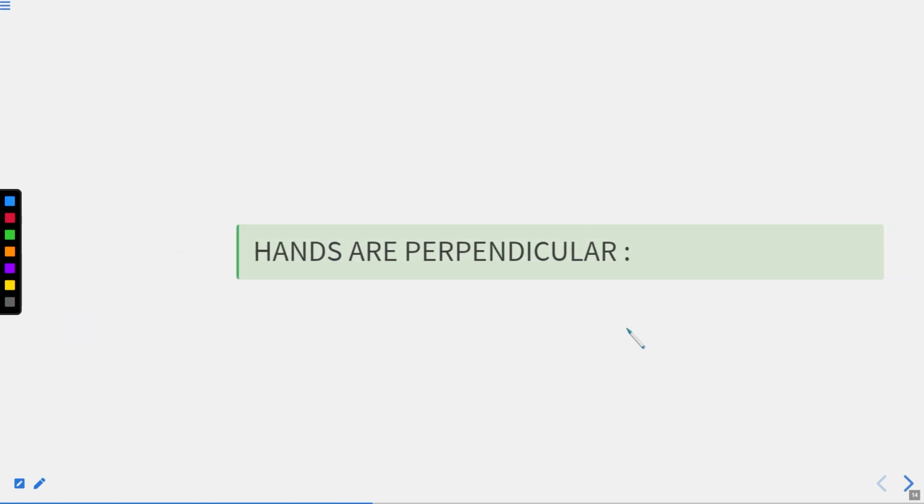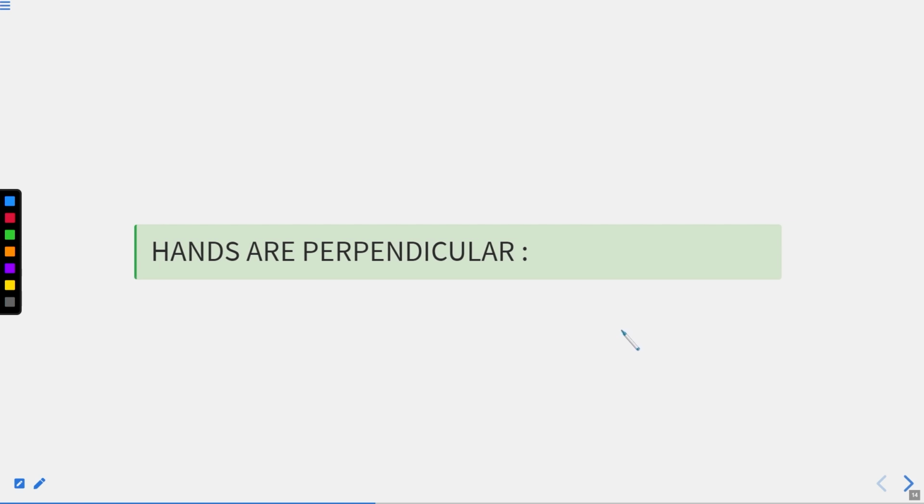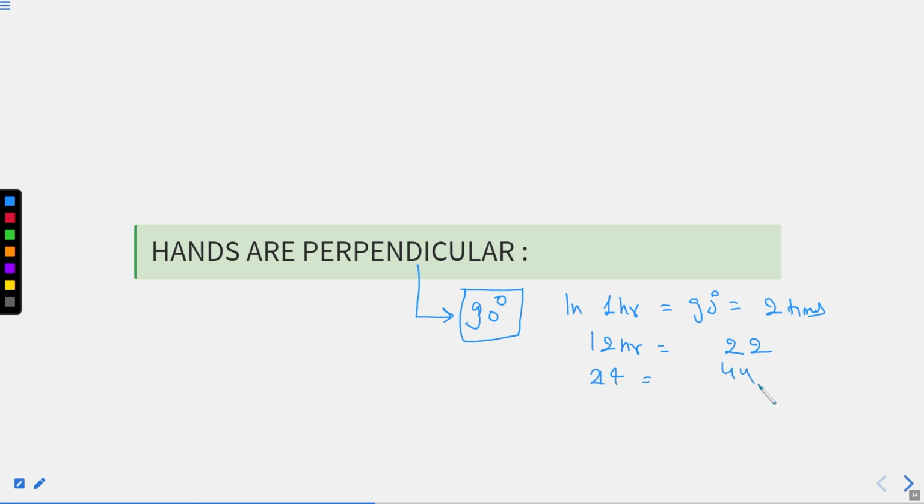Now we'll move to the next condition, that is, hands are perpendicular to each other. So the word perpendicular means 90 degrees. You are all already aware of this, that in 1 hour, 90 degrees will appear 2 times. In 12 hours, it is 22 times, right? So in 24 hours, it will be 44 times.